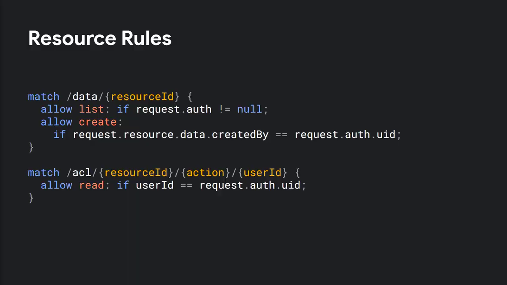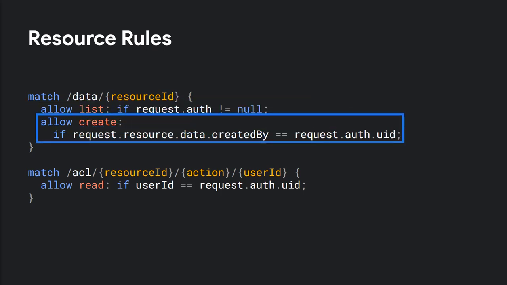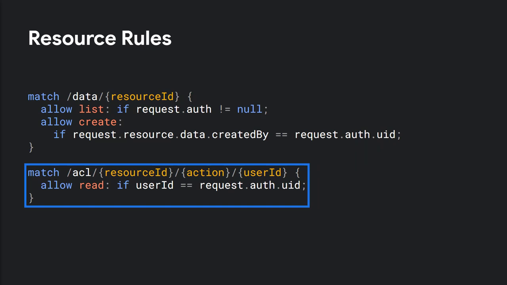To enforce this, we will need some rules. Just like the user's collection, resources can be listed by all authorized users. Any authenticated user can create a resource, however, they must correctly list themselves as a creator. The ACL rule allows users to view their own access permissions.